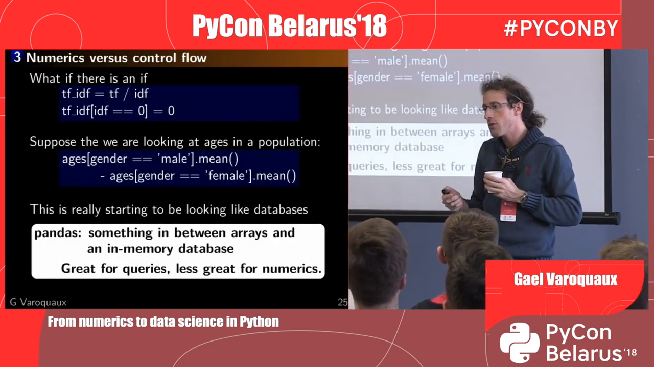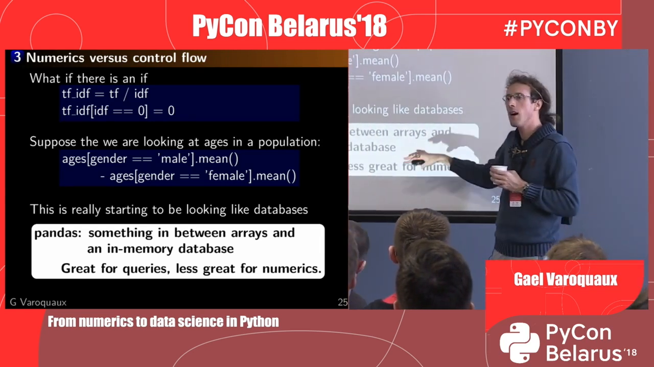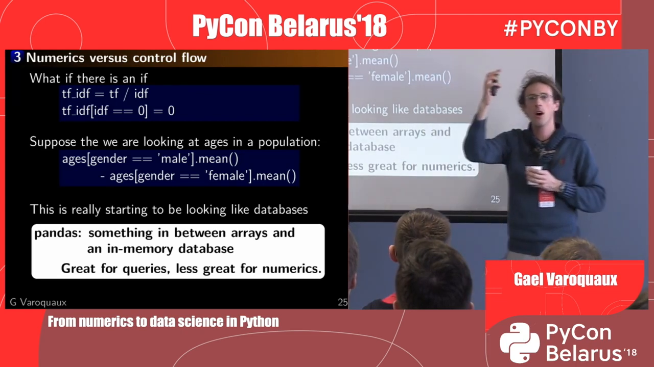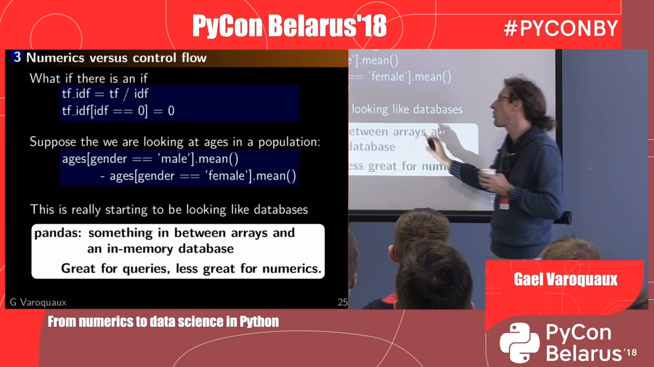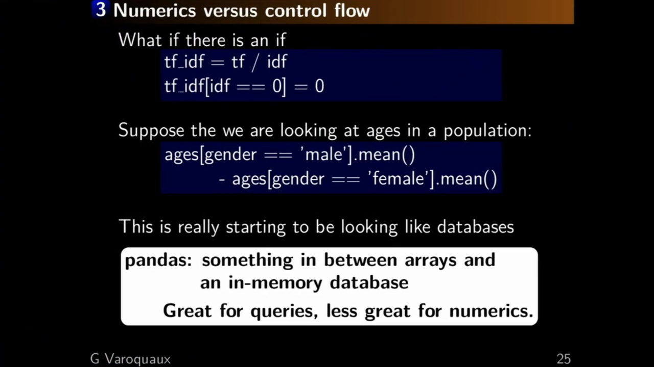I'm going to skip this in the interest of time. The only thing I want to say is that when you have mixed data types and say you have columns of strings and columns of numbers, then it's extremely useful to use a library that's called pandas, and that is basically a blend between the Numpy model and a database model. So it can do things like queries and joins in a very good way, but it's less good for numerics. So I will strongly push people to use pandas when they have mixed data types and to not use pandas but Numpy when they don't have mixed data types.